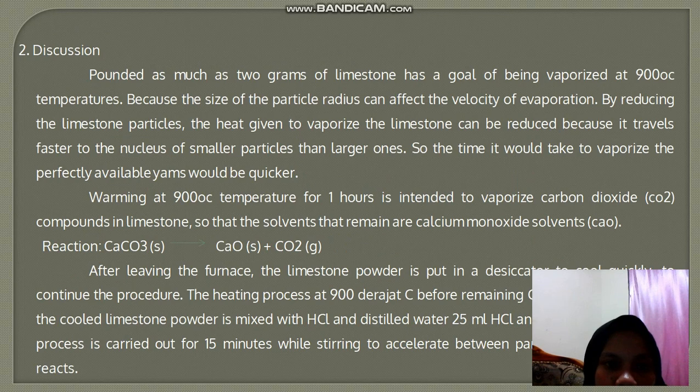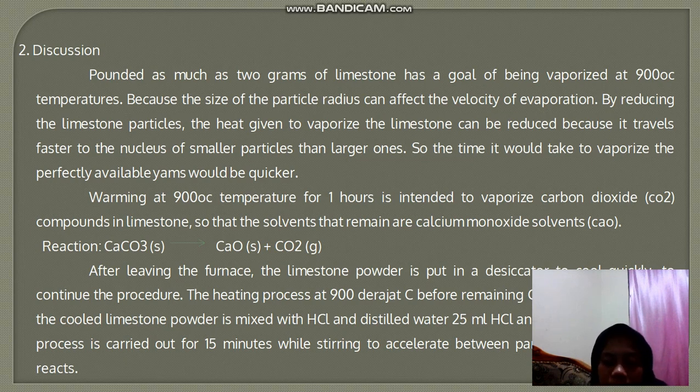First, as much as 2 grams of limestone is heated at 900 degrees Celsius. The size of the particle radius can affect the velocity of evaporation. By reducing the limestone particle size, the heat given to vaporize the limestone can be reduced because it travels faster to the nucleus of smaller particles than larger ones.